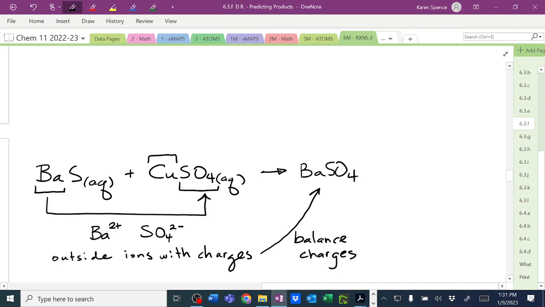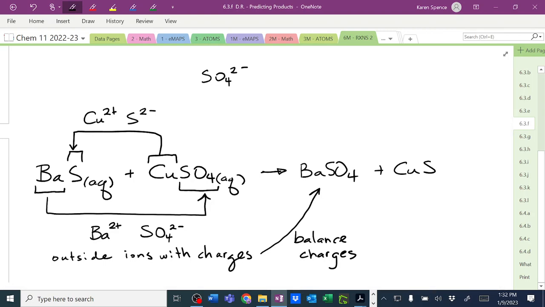Now we have our inside ions. What is the charge of copper here? Copper is 2+. How do we know it's 2+? Because SO4 was 2-, okay? And we know that sulfide is 2-. Oh my goodness, this couldn't get easier if we tried, right? Because that's just CuS. And now we go check our chart. Barium sulfate and copper sulfide.